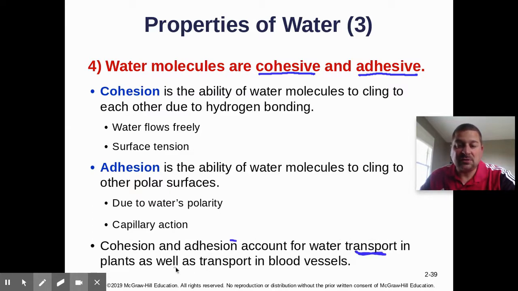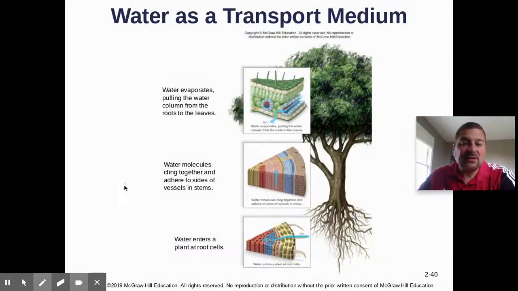You'll see transport, where, because water sticks to itself and other things, plants and animals are able to move substances through this idea of veins, xylem and phloem, or veins, arteries and capillaries in animal bodies. This slide is just showing an example of that.